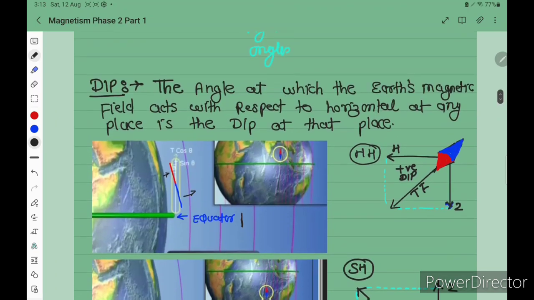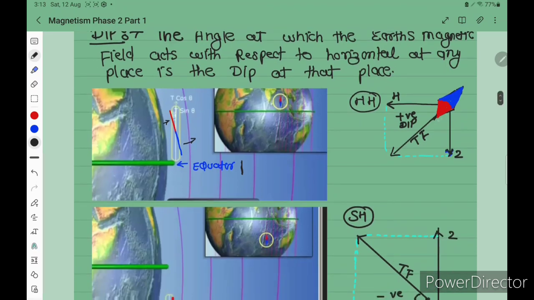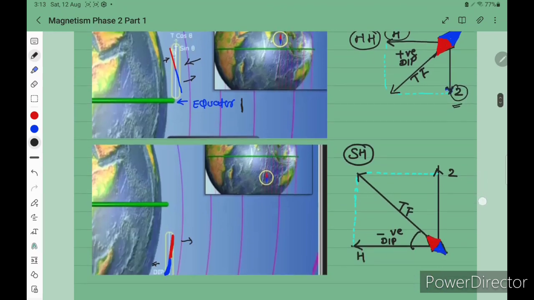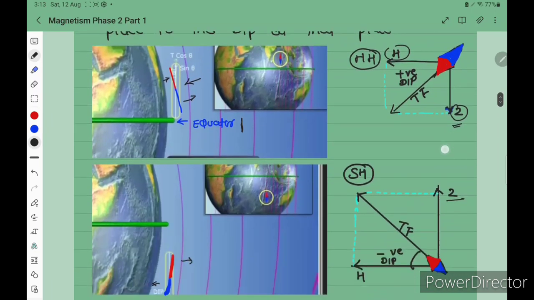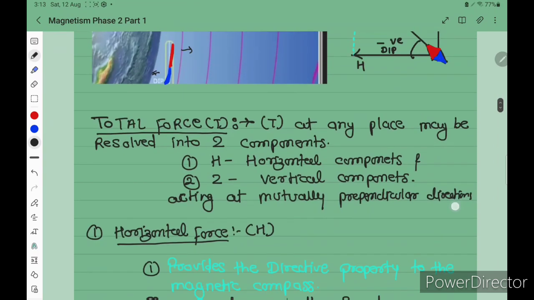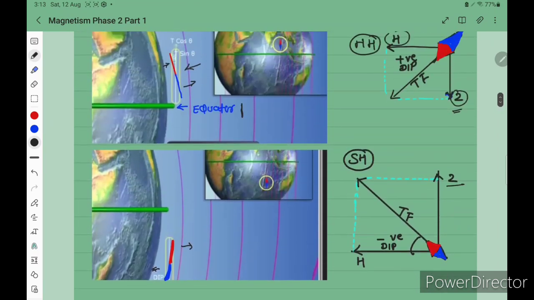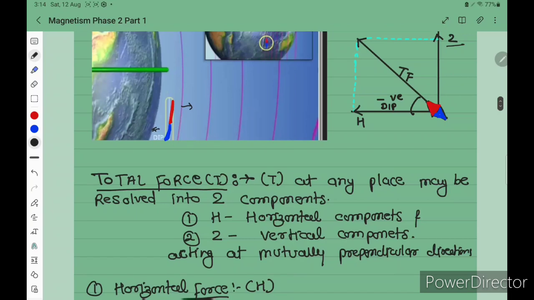Sometimes the question comes: what is dip? So you have to write this dip definition and make these two diagrams. Okay, this red pole in the north hemisphere is going down. You can correlate, and the blue is coming up. This H is for the horizontal component and Z is the vertical component. So there are two forces, and this Z in the north hemisphere is going downwards, and in the south hemisphere it will be going upwards. In the north we have the positive dip, in the south we have the negative dip. So you have to remember all this. Sometimes this question comes: what is dip?